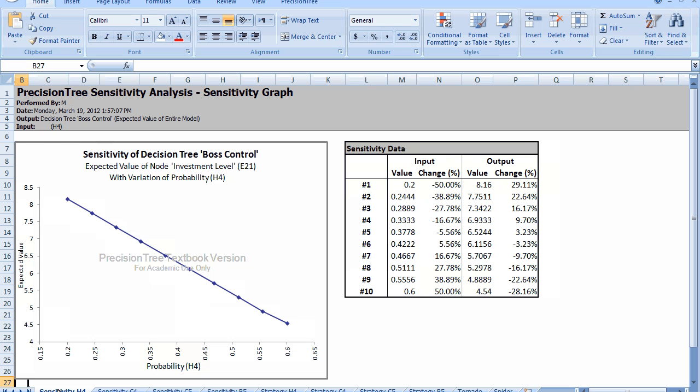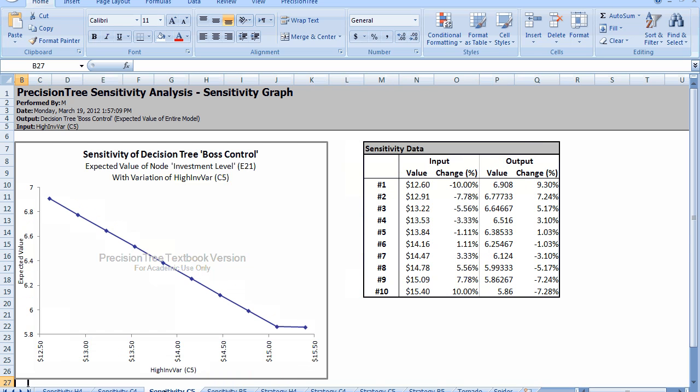You see it ranges from 8.16 million down to $4.54 million, and it specifies that when the probability of the low take rate drops to 0.2, that will increase the expected value by over 29%. If it increases to 0.6, the expected value drops by more than 28%.